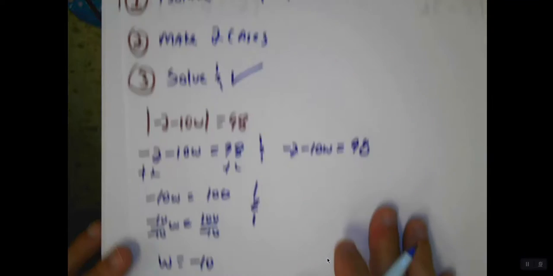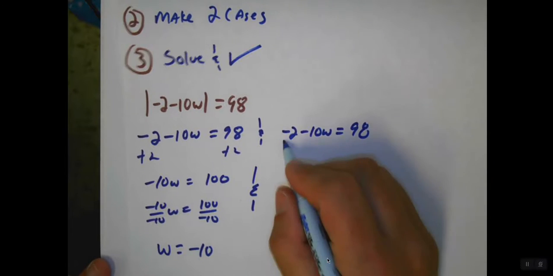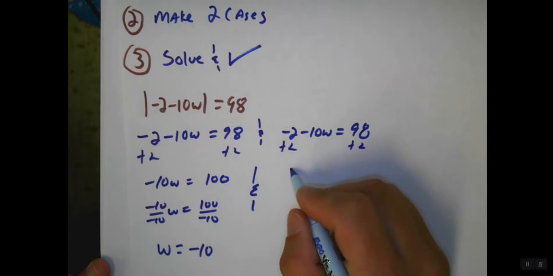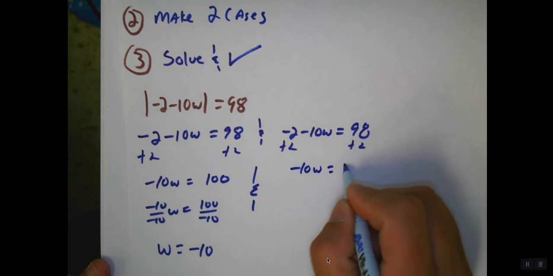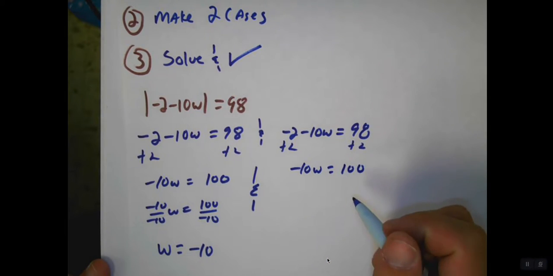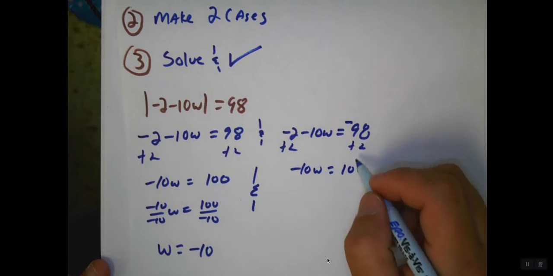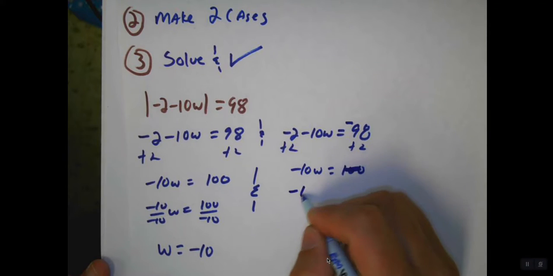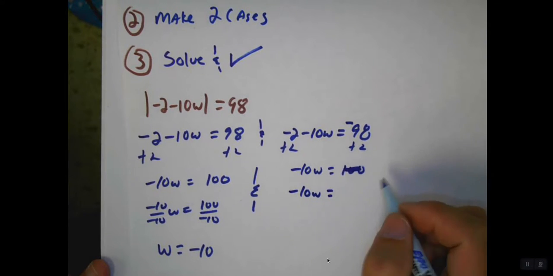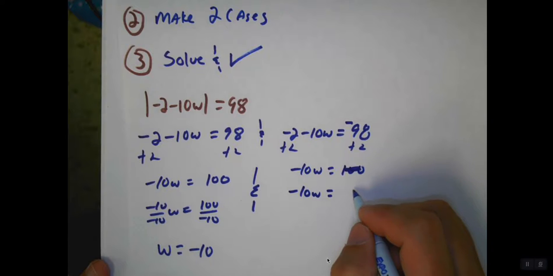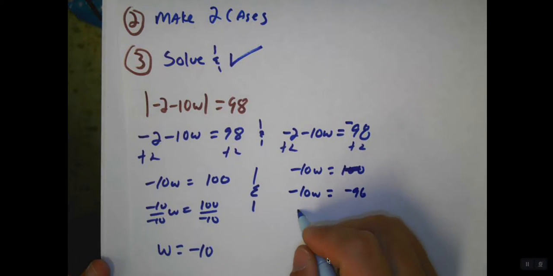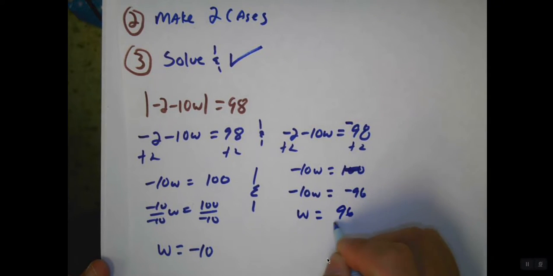And let's add 2 here, add 2 here. We get negative 10w equals 100. Oh, no, we don't. We get negative 10w equals negative 96. And w equals 96 over 10.